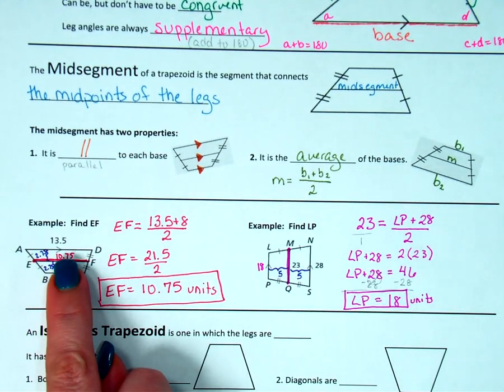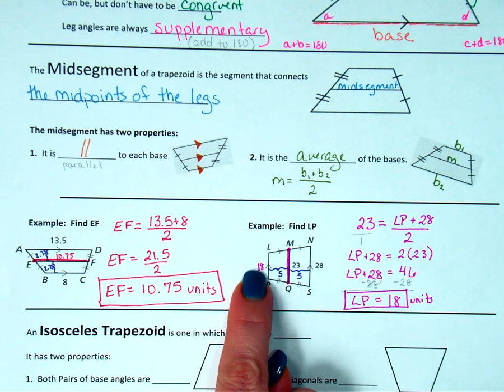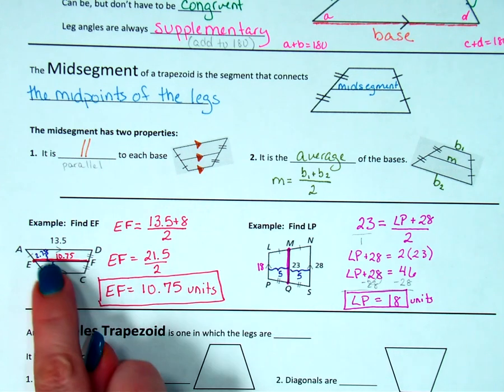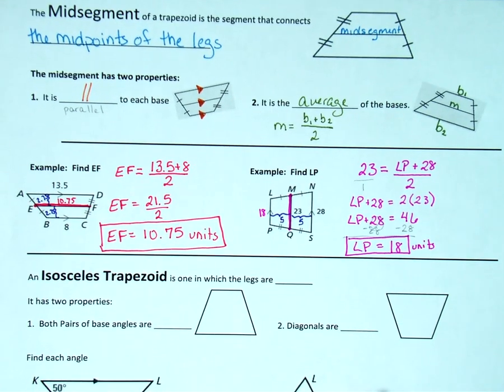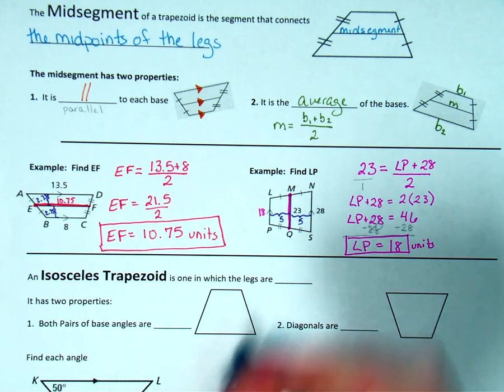We saw how to find a mid-segment if you know both bases, and we saw how to find a base if you know the mid-segment and the other base, and then we even talked about how to check those answers. Now we're going to look at an isosceles trapezoid. An isosceles trapezoid is one in which the legs are congruent.